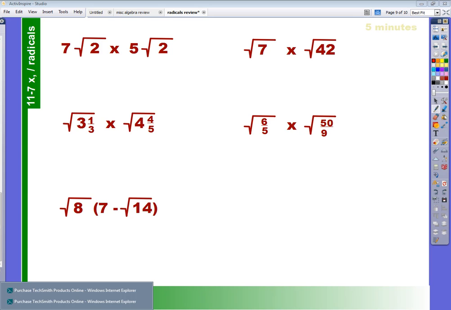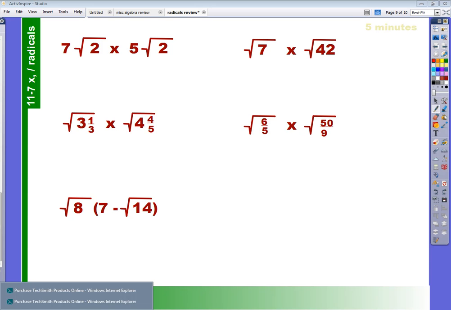All right, so now we're going to multiply square roots, but now we have fractions. In our first problem, we are multiplying the square root of 3 1/3 times the square root of 4 4/5. In order to multiply mixed numbers, what must we do first? Reduce. Reducing would be helpful, but we're not going to reduce. There's nothing to reduce. How do you multiply? Improper fractions. We need improper fractions.